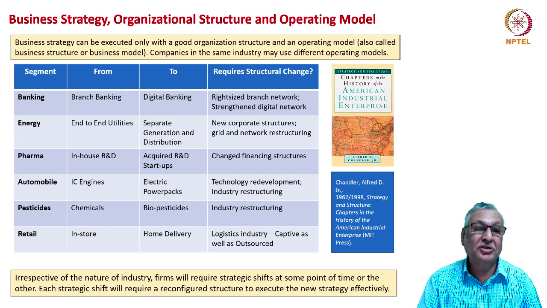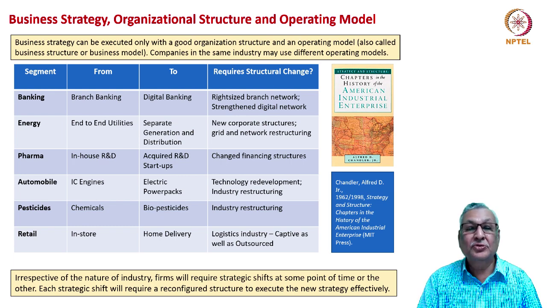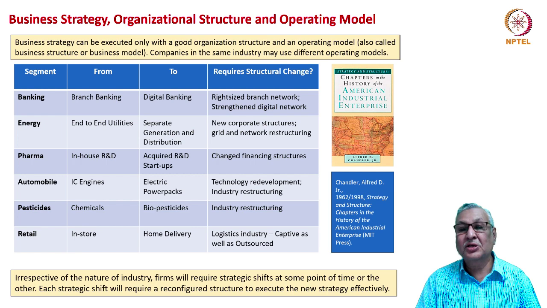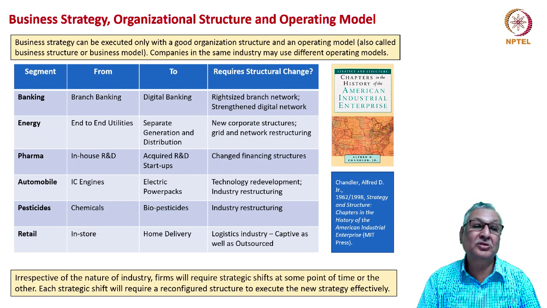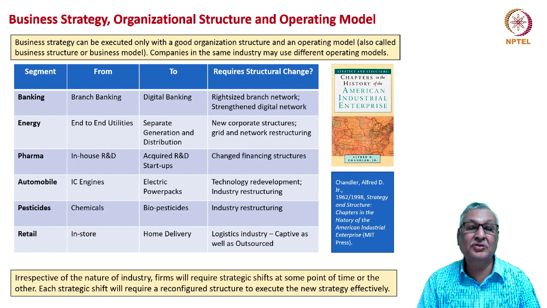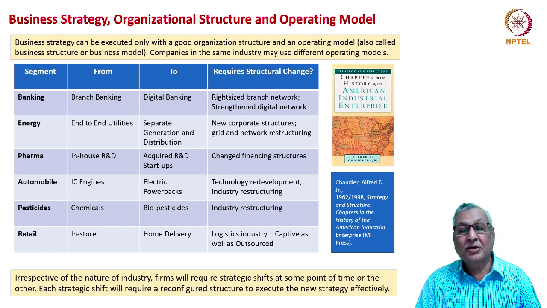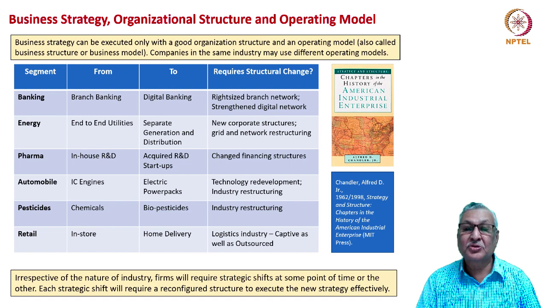Let's look at the energy industry. We used to have end-to-end utilities. It moved to separate generation and distribution. That would require new corporate structures and grid and network restructuring. Pharmaceuticals traditionally was based on in-house R&D. It has moved already to acquired R&D and startups. This requires changes in the financing structure of startups as well as the big pharma R&D.